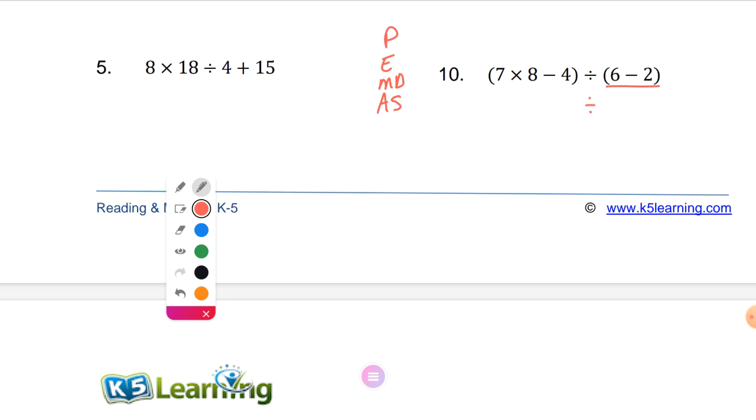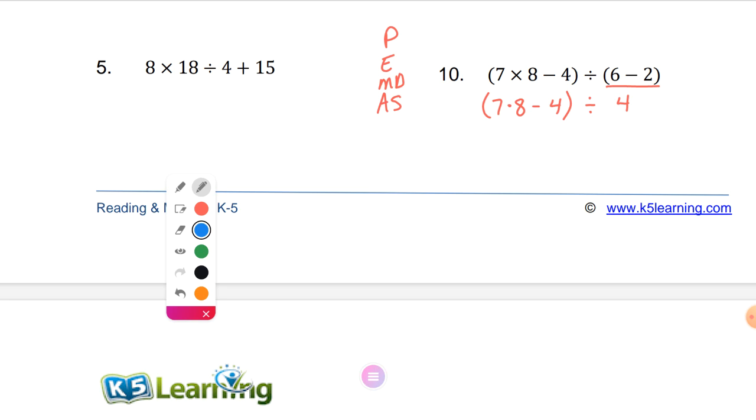What's 6 minus 2? 4. I'm going to copy all of this. I'm going to change the times sign to a dot. Same thing, just a little bit cleaner. Now, inside of those parentheses, I have multiplication and subtraction. Within the parentheses, you still have to follow the order of operations. So, Abby, which one do you think I do first? Do I do the multiplication or the subtraction?